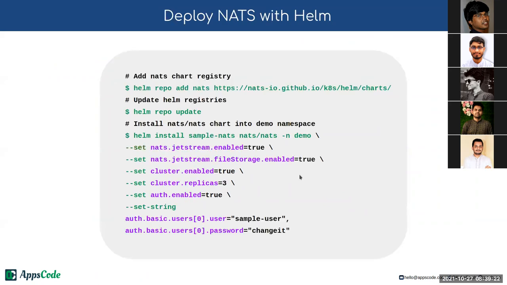Let's start our demo by deploying NATS with Helm. Here are the commands to deploy NATS. You can see I have enabled the cluster here and provided the replicas as 3, so there should be 3 NATS servers running in the cluster. I have also enabled authentication, and I'm using basic authentication. That's why I have provided the username and password. Okay, let's deploy it.